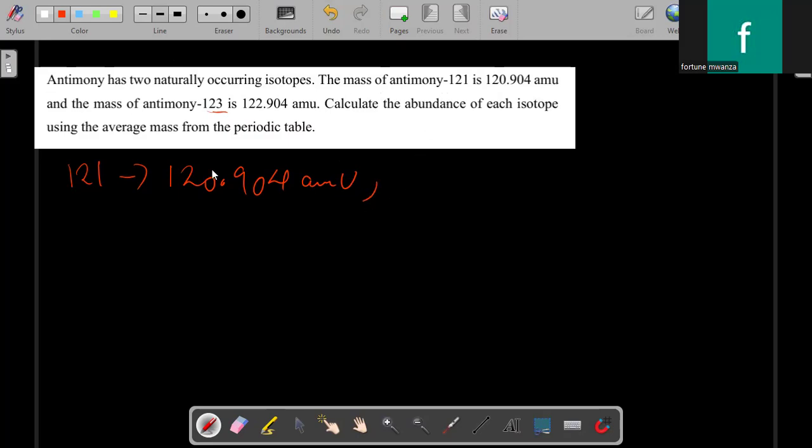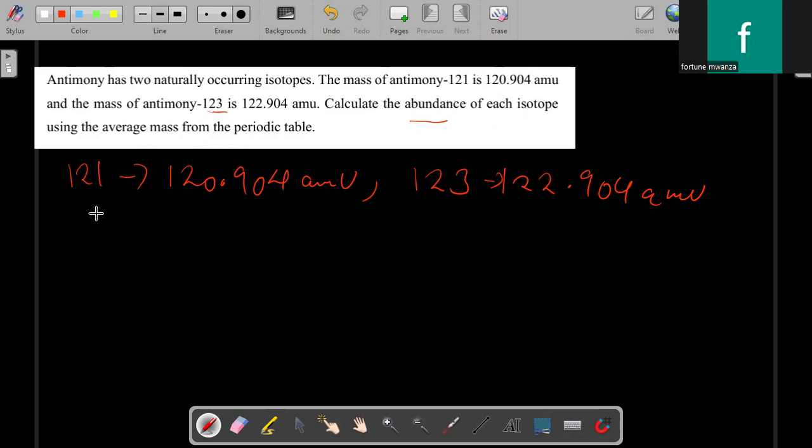We've also been given another isotope, which is isotope 123 for antimony, with an atomic mass of 122.904 atomic mass units. So these are the two isotopes for antimony. Then they're asking us to calculate the abundance for each isotope using the average mass from the periodic table.